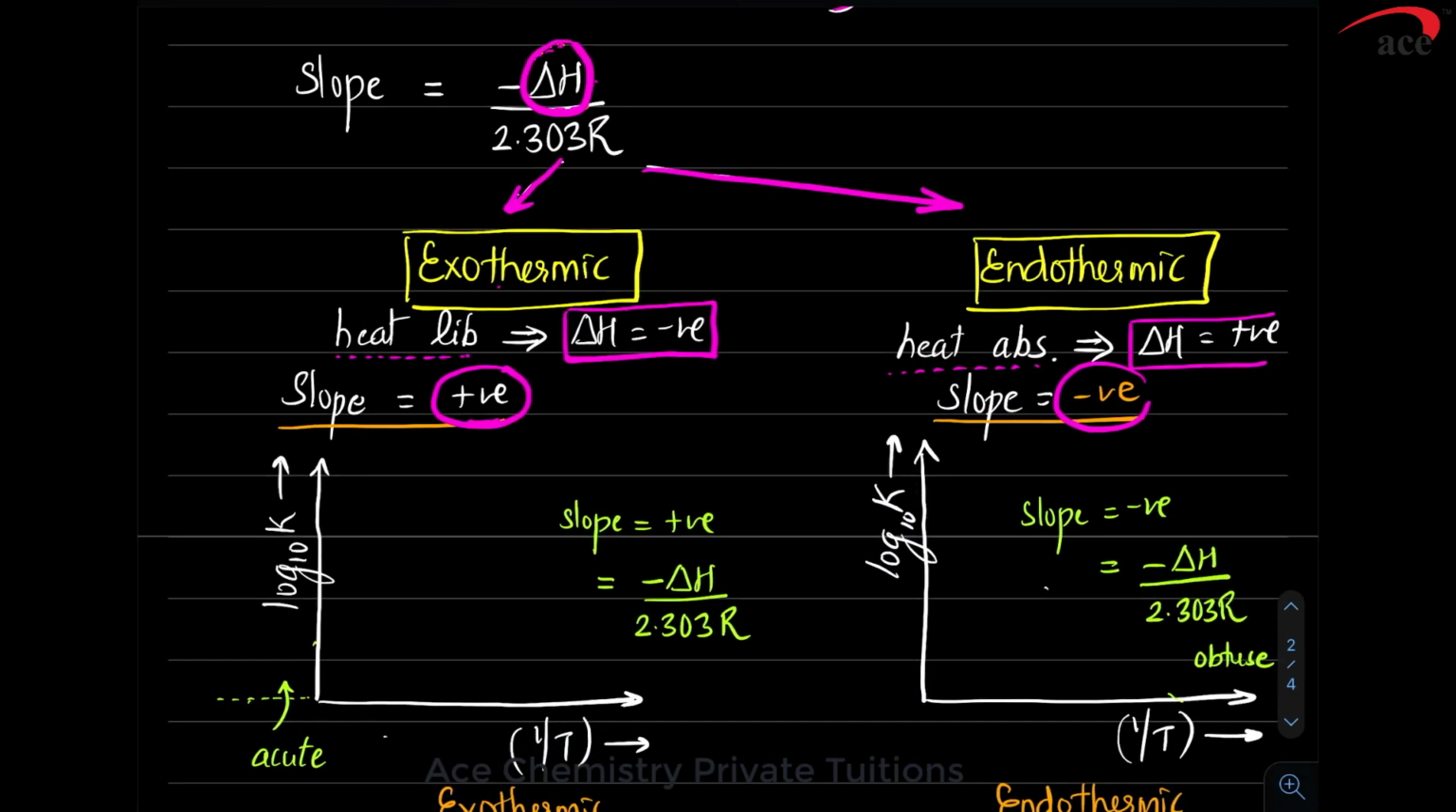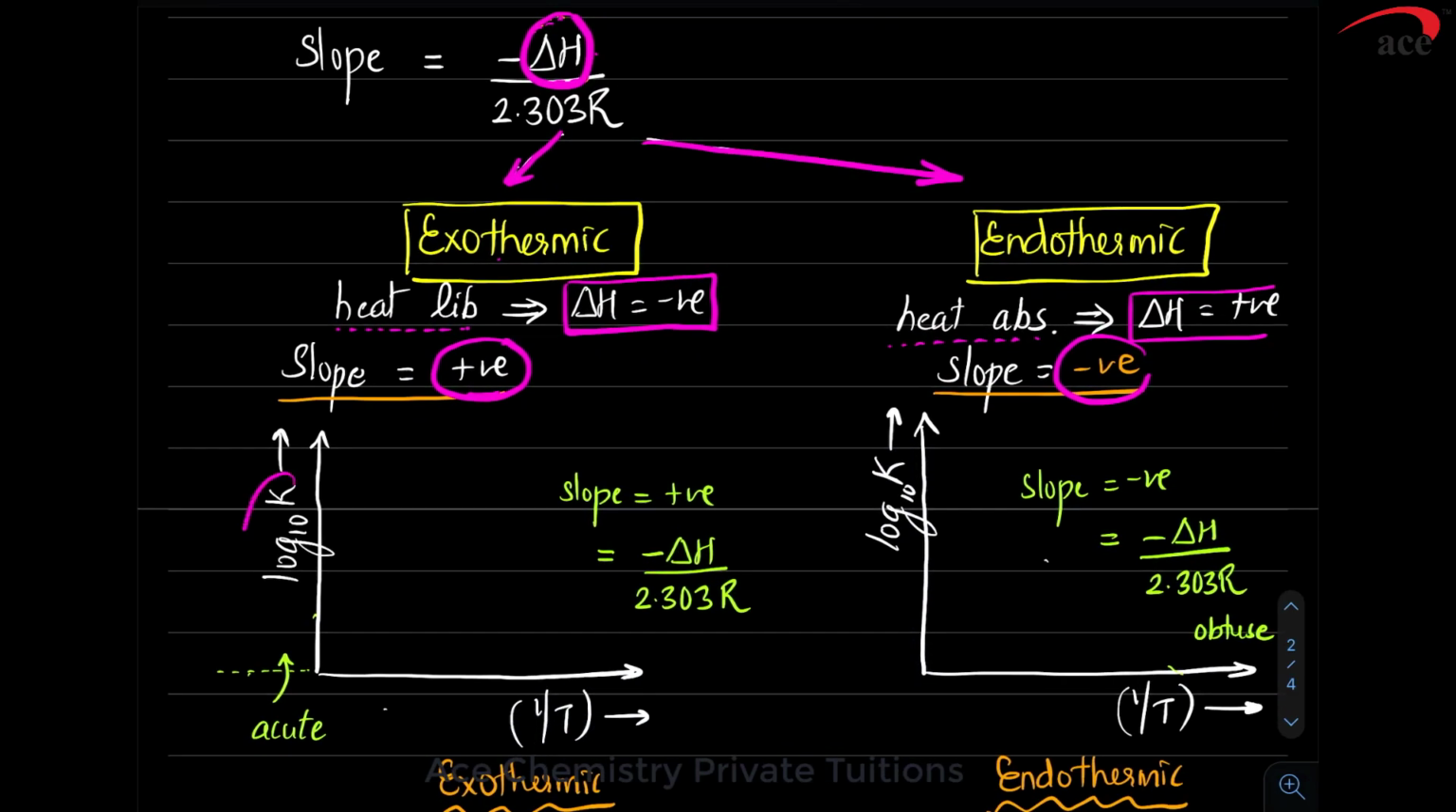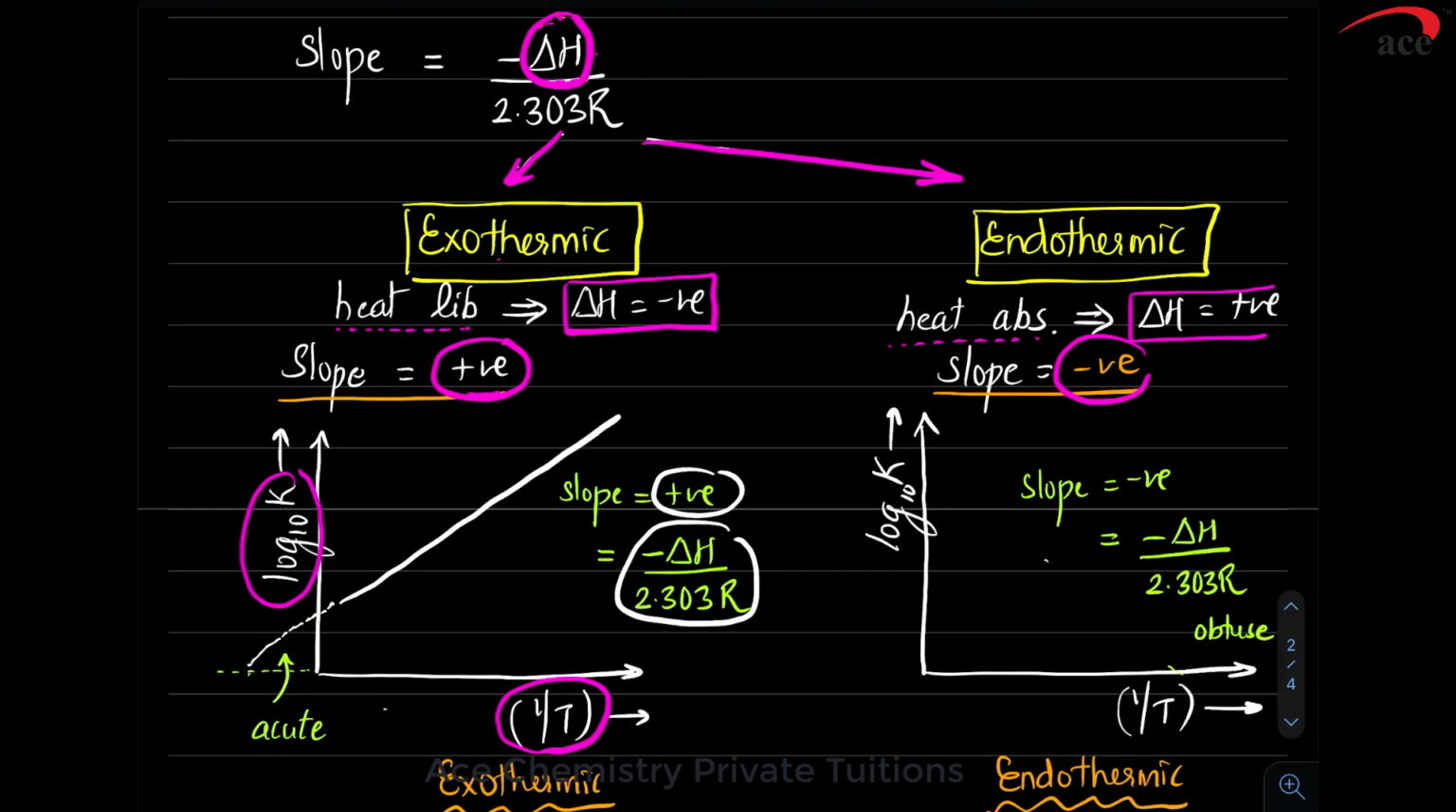So, if you plot a graph of log of k versus 1 by T, for positive slope and a line not passing through the origin, the line should be like this. You will have a straight line with positive slope, and the value of the slope is minus delta H by 2.303. If you extend this line, it will make an acute angle with the positive direction of the x axis. Remember that.